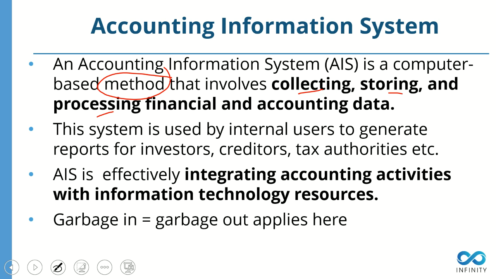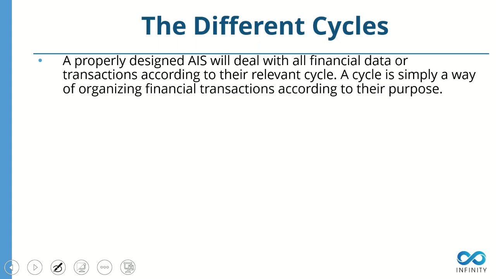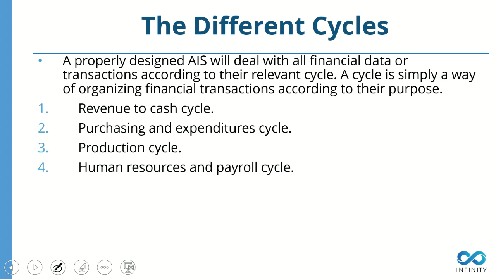But again, we have to make sure that whatever you enter into the system is data of high quality. Otherwise, you will not get reliable output from the system. Or in short, garbage in, garbage out. So if the quality of what is entered into the system is high, you will get output of high quality. This accounting information system will be dealing with different functionalities in a business.